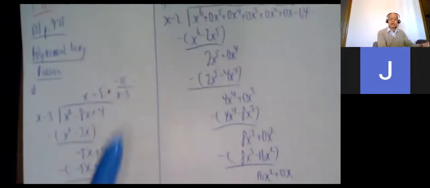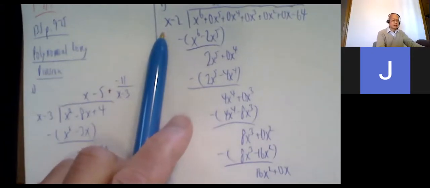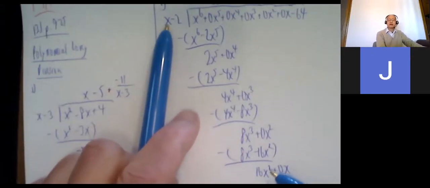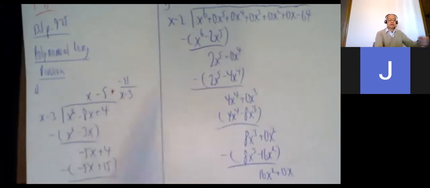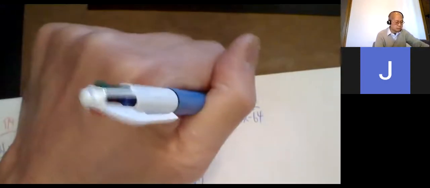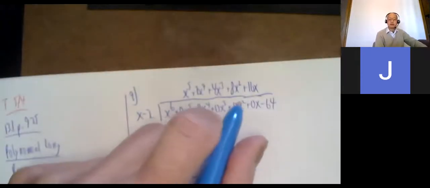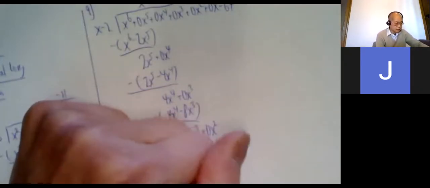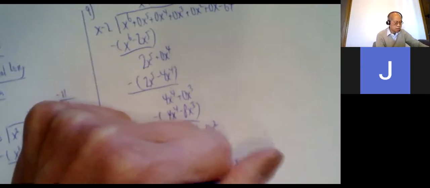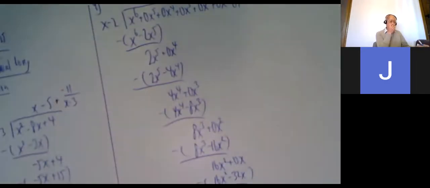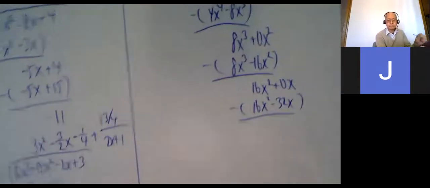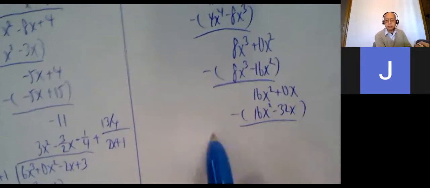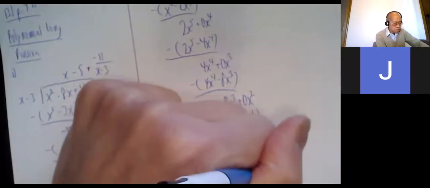Now it's almost to the point where I can't show you both at the same time. X, 16x squared. How do you go from x to 16x squared? Multiplied by 16x. Now 16x times all this, 16x squared minus 32x. Subtract. Cancels. 0 minus a minus 32x, 32x. Bring down minus 64.